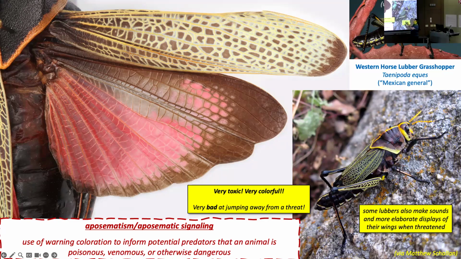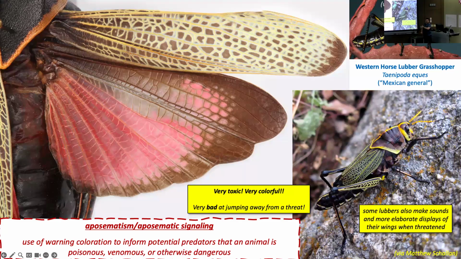And this has become such a useful signal. So these are orthopterans: katydids, grasshoppers, and crickets. They are saltatorial. They jump. That is how they get away. That is how they survive. These ones have basically lost the ability to jump.